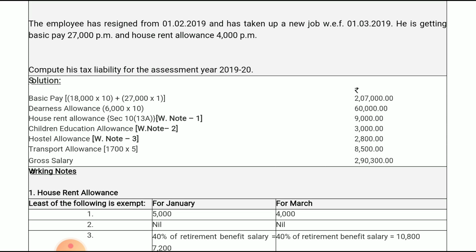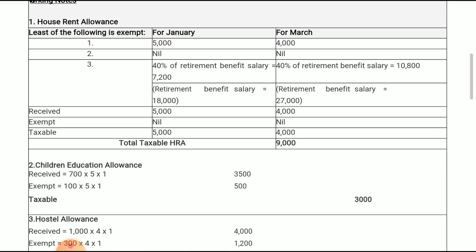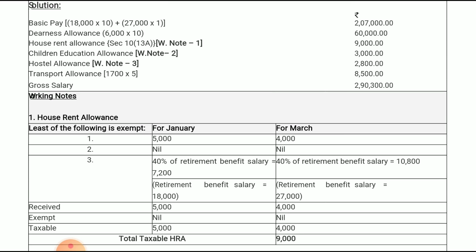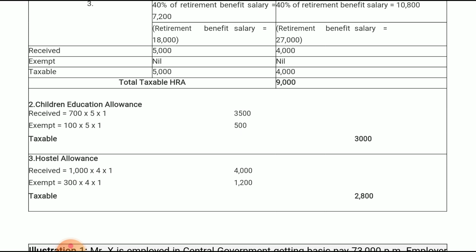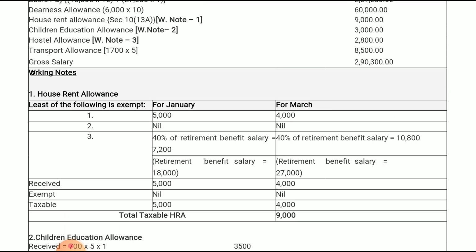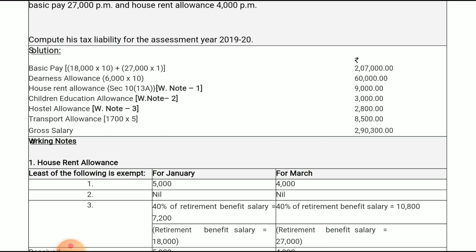Then children's education allowance. We need to take it from working note number 2, that is 3,000 rupees, already taken here. Then hostel allowance, which has been solved in working note number 3, 2,800 rupees. And transport allowance is 1,700 for 1 month, multiplied by 5 months. So you will get 8,500 as the transport allowance. Now the total of this, from 2,07,000 to 8,500, the total we get is 2,90,300, which is the gross salary.